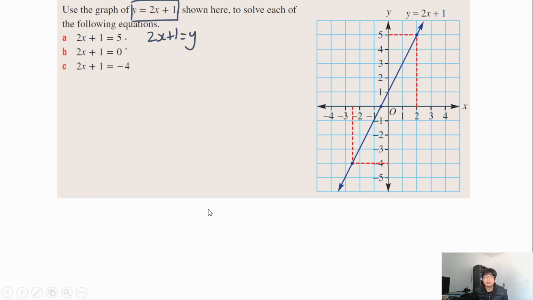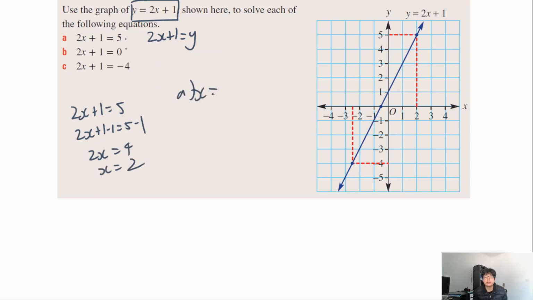So like we did previously, we could solve for x. In this case, we can rearrange. We can go 2x plus 1 equals 5. Move the 1 over, that gives me 2x plus 1 minus 1 equals 5 minus 1. That gives me 2x equals 4, so x would equal 2. And so for question A, we will know that x equals 2.